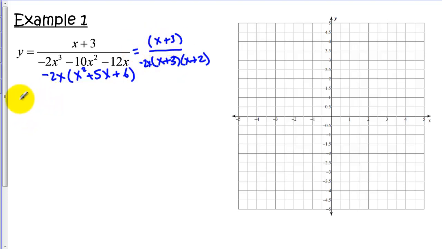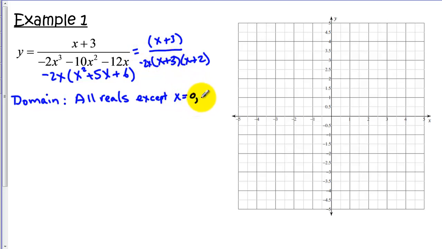So let's go through and find these key elements. So our domain. So we start with all real numbers, and then we start excluding numbers. So we're going to exclude any values that make this undefined, meaning any values that make the original function equal to 0 in the denominator. So we're just solving the denominator equals 0. So we're using our zero product property and setting each factor equal to 0. So if I set that factor equal to 0, I get x equals 0.